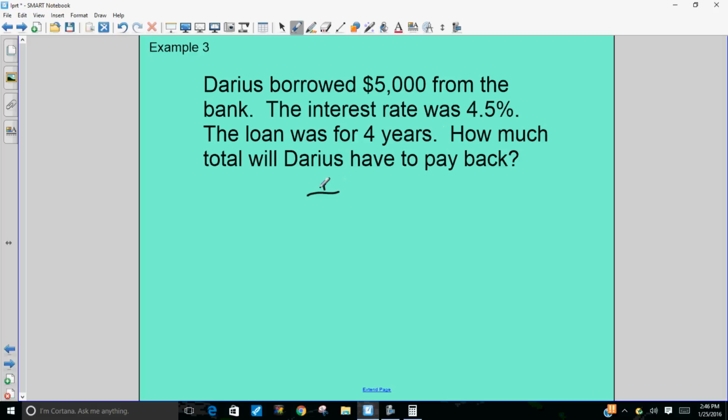Alright, so let's go. This is an interest problem again. So we're going to do I equals PRT. And let's see what it gives us. It gives us the amount he's borrowing, so that's our P. It gives us the interest rate, that's our R. And it gives us the time for years, that's our T. So PRT. So we can fill these in. I equals 5,000.